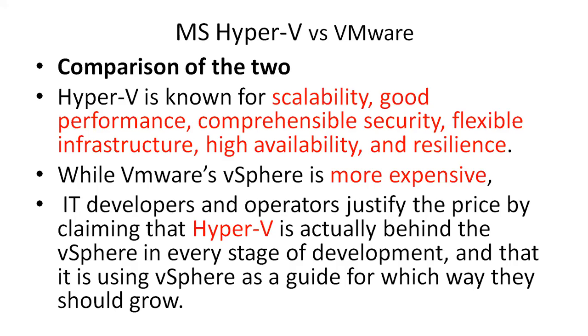If we compare the two, VMware and Hyper-V, how do they compare? Hyper-V has more scalability, good performance, security, flexible infrastructure, high availability, and resilience capabilities. These are all attributes and parameters for the system.